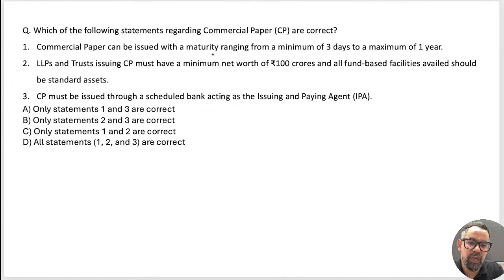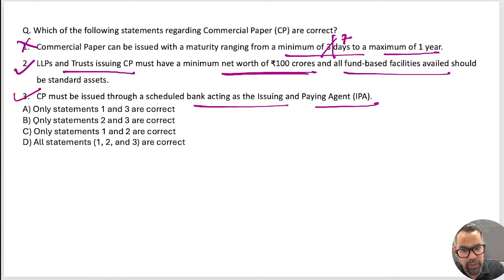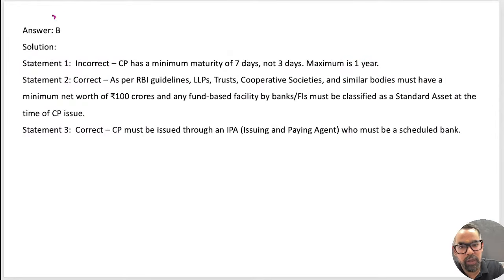Commercial paper can be issued with a maturity from a minimum of 7 days to 1 year, right. LLPs and trusts issuing commercial paper should have a minimum of 100 crore rupees and all fund-based facilities available as a standard asset. That is also true. The third one is commercial paper must be issued through a scheduled commercial bank as an issuing and paying agent. This is also true. So 2 and 3, again option B will be the right answer for this one. Correct here. Next one.